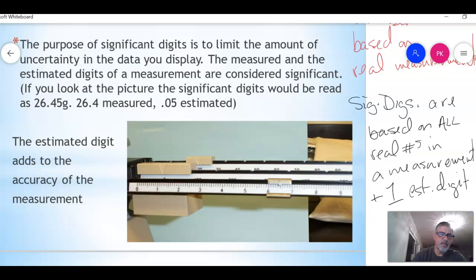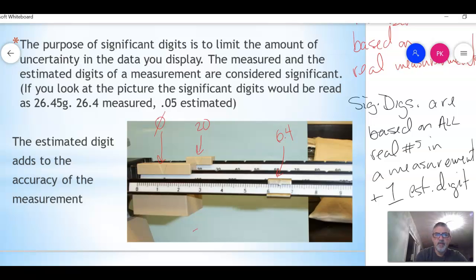All right, so all real measurements. So the top one here is on 0. This one here is on 20. And this one here is 6 point, we'll count over 1, 2, 3, 4, 6.4. So that represents the real digits of a measurement.